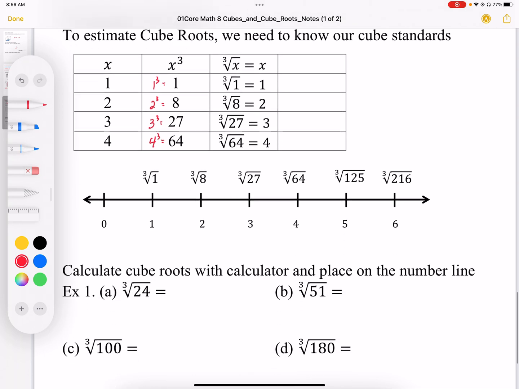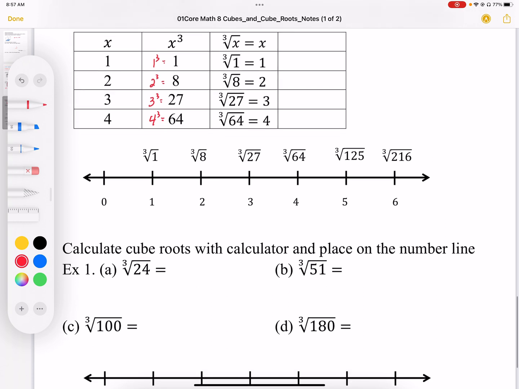And we want to be able to put these on a number line. So the cube root of 1 is 1, so we put it right with the 1 on the number line. The cube root of 8 goes where the 2 is on the number line. Cube root of 27 goes where the 3 is, and all the way up to the cube root of 216, which is where 6 is on the number line.